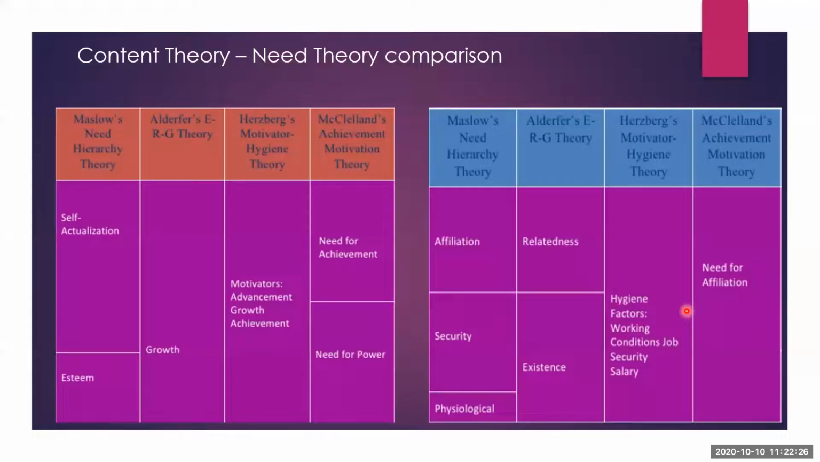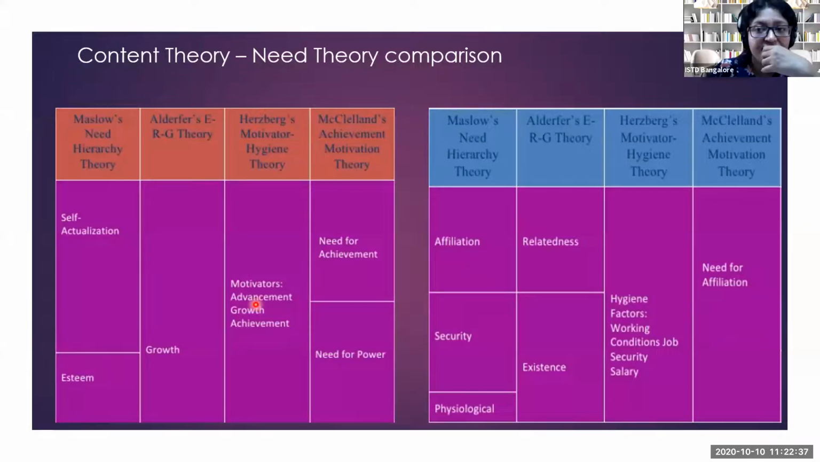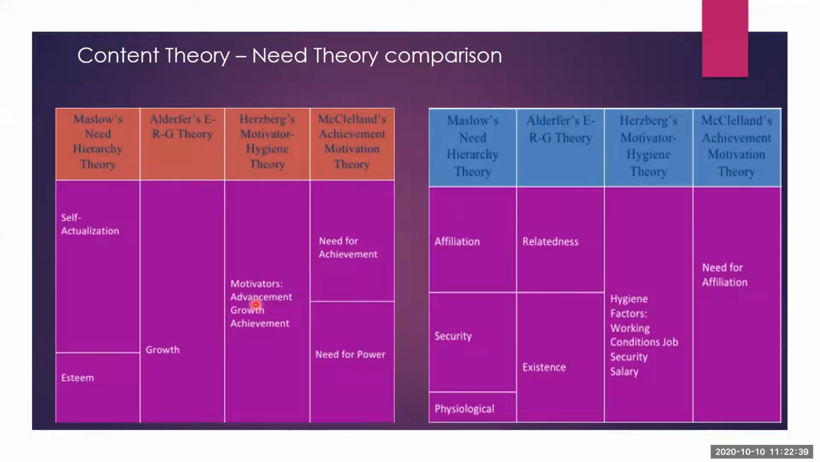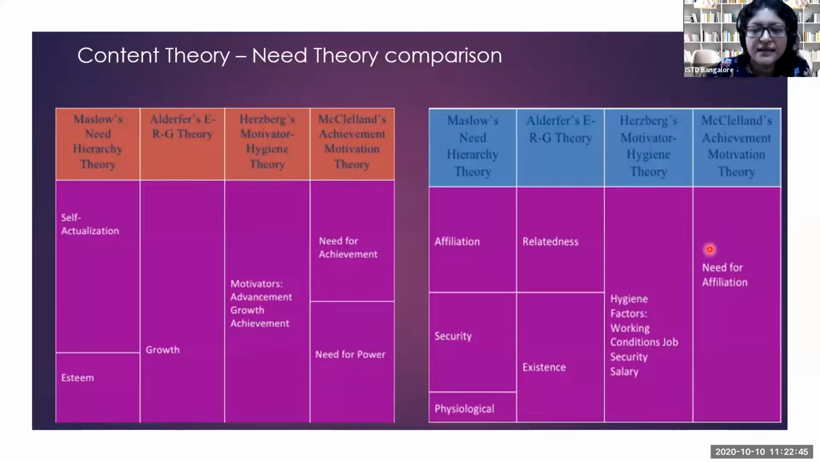Hygiene factors, working conditions, security, are a basic need for any person to get motivated, to advance, to grow, and to achieve something. And motivators are, you are saying, the wants. Right. Needs are essentials and wants are desirables. Very good. Absolutely. Both of you are right. So now you can understand the difference between this and this.